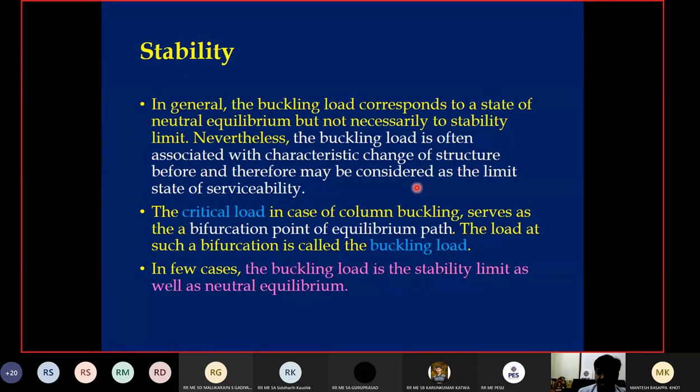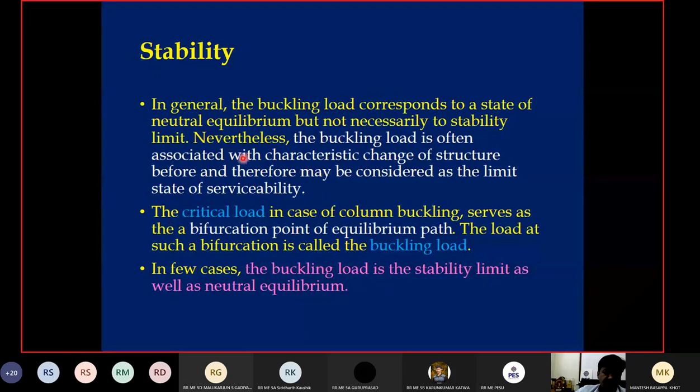Now, since we are dealing with column buckling, the Euler column buckling theory, we need to relate that theory, what is happening with the column, to these stabilities, right? So let's understand how we can relate it. The buckling load corresponds to the state of neutral equilibrium, but not necessarily to stability limits. The buckling load is often associated with the characteristic change of the structure and therefore may be considered a limit state of serviceability. So it falls under the category of neutral equilibrium, and sometimes it could be in equilibrium.